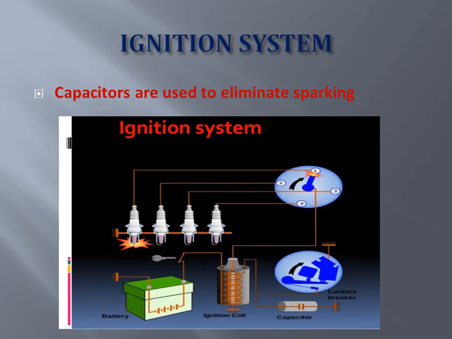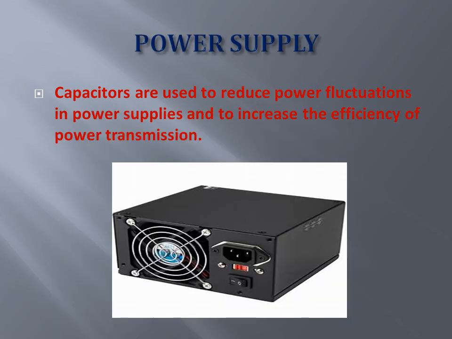The next one is your ignition systems in your automobiles. If you see in your ignition system, you have a capacitor, and it is used to eliminate sparking. Next you have your power supply. Capacitors are used to reduce power fluctuations in power supplies and to increase the efficiency of power transmission.